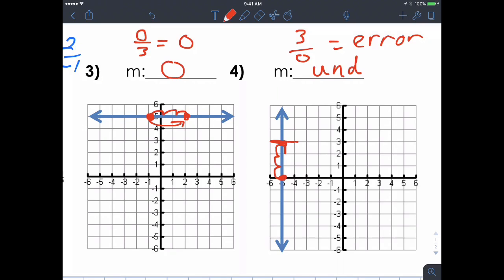Okay? All right, and again, think of you being on the wall. Can you stand on the wall? No, that's undefined. And the line that is vertical kind of looks like the wall.